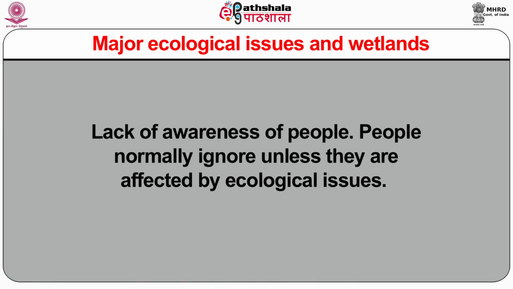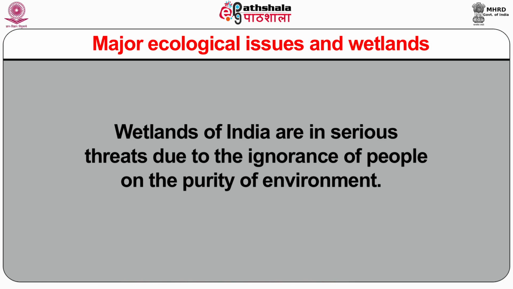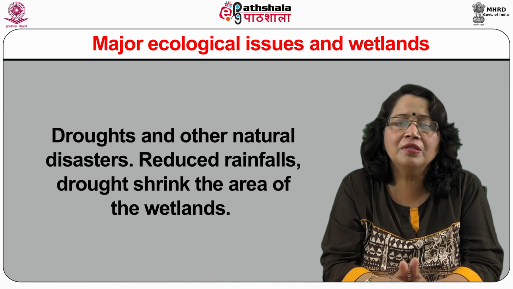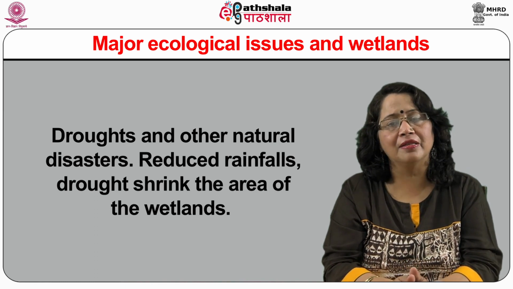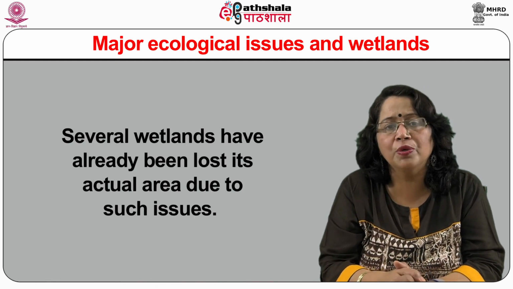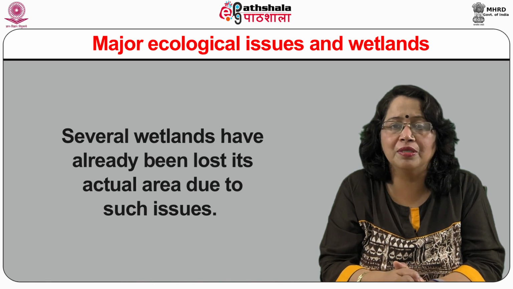Lack of awareness of people. People normally ignore ecological issues unless they are affected by them. Wetlands of India are under serious threat due to people's ignorance of the purity of the environment. Droughts and other natural disasters. Reduced rainfall and droughts shrink the area of wetlands. Several wetlands have already lost their actual area due to such issues.